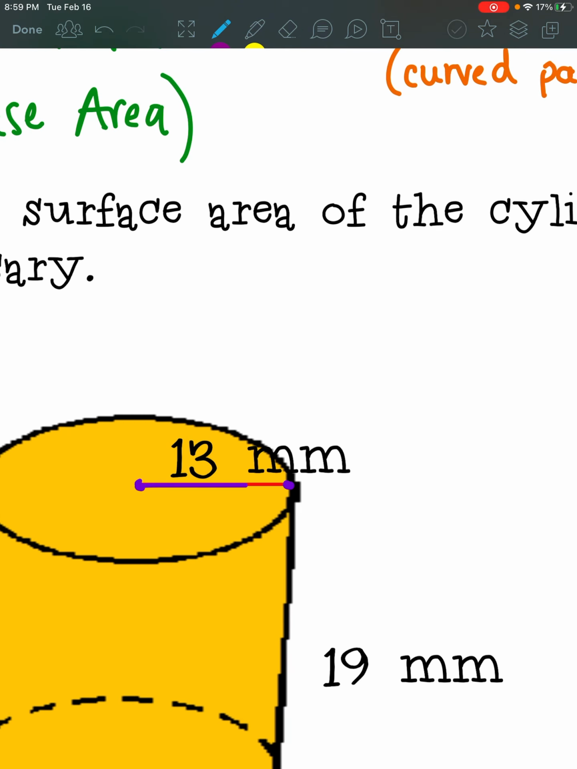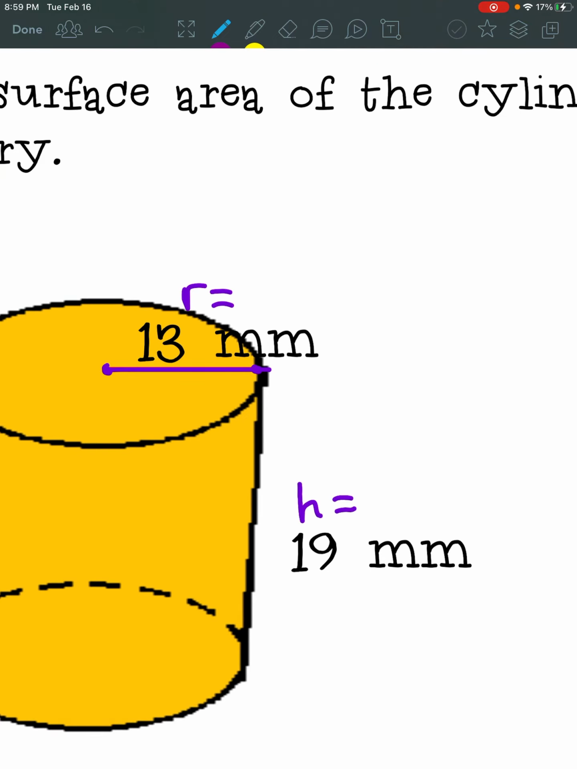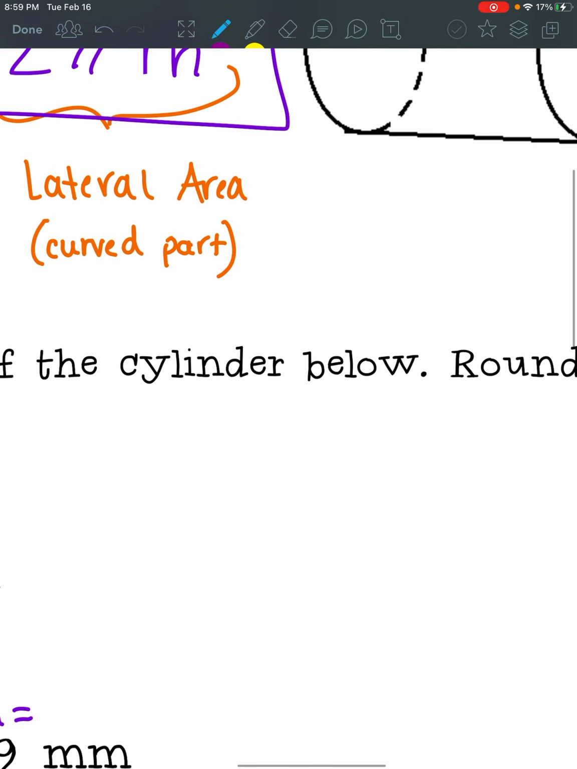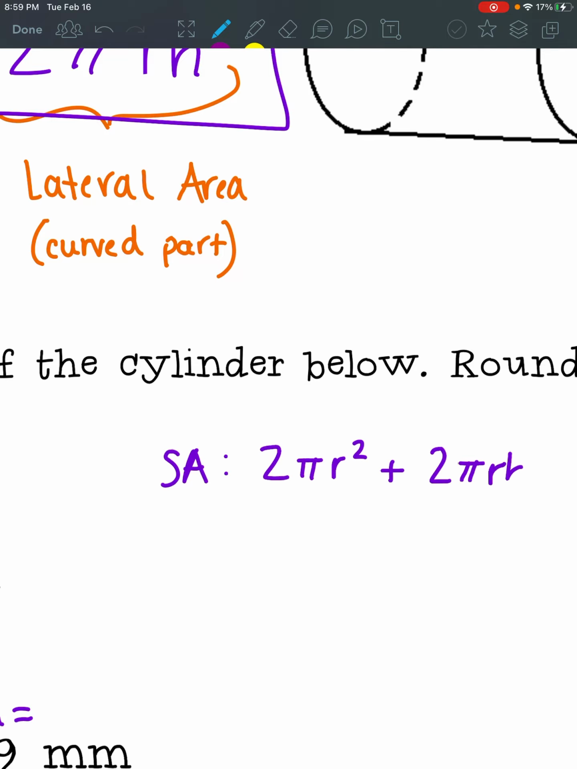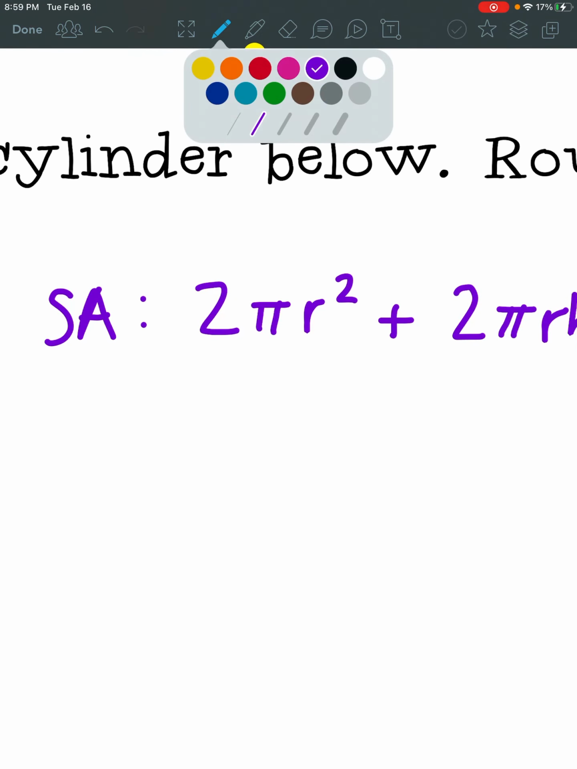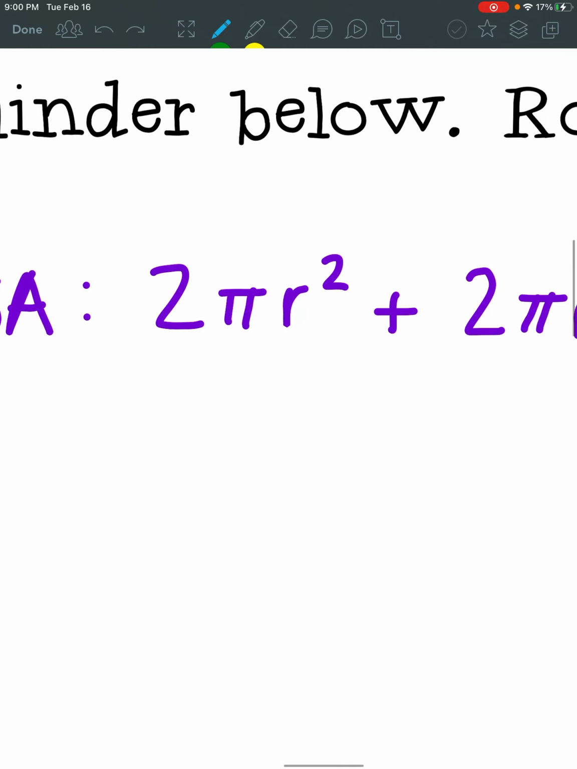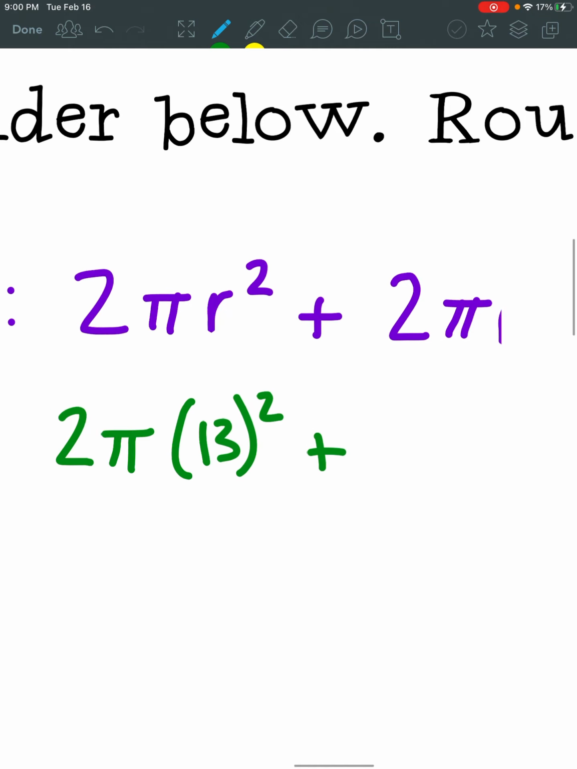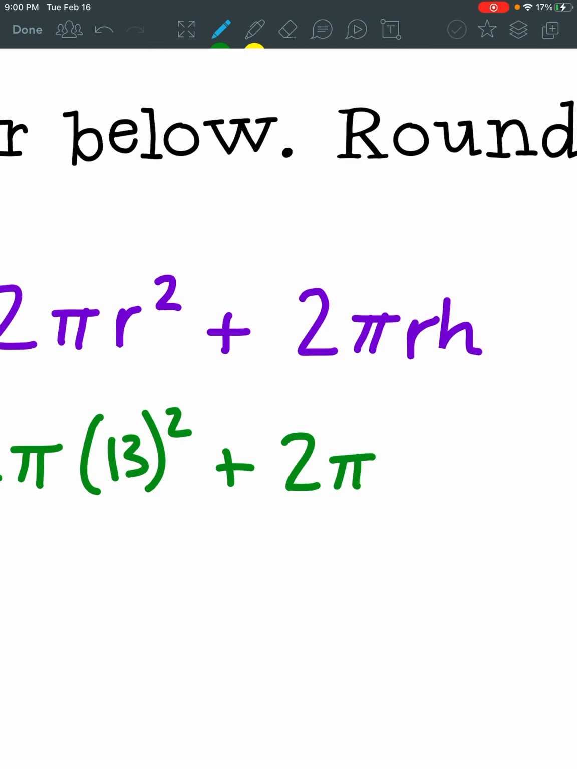We have the middle of our circle to the outside, so the radius is 13, and then the height of the cylinder is 19. So I'm going to write down my formula that I just told you, 2 pi r squared plus 2 pi r h, and I'm going to replace everything that I need to. So the r we know is 13, so instead of r, I'm going to write 2 pi times 13 squared, and then plus 2 pi, r is 13, h is 19.